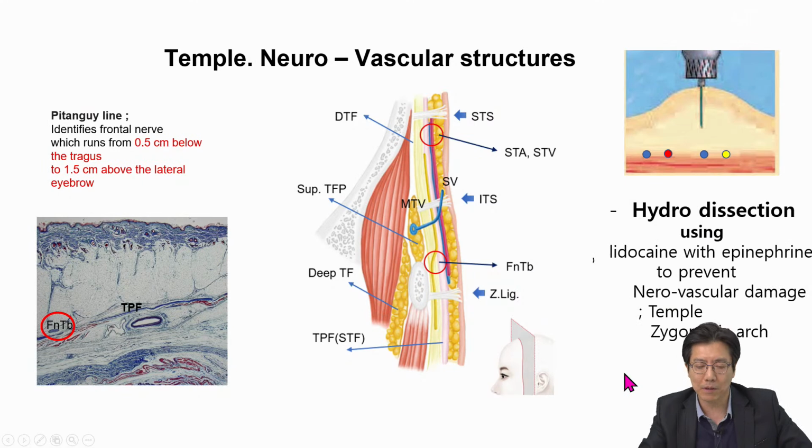So what are my tips and pearls? Hydrodissection. I inject lidocaine with epinephrine to prevent neurovascular damage in the temple area. I inject lidocaine with epinephrine to make some safe space between the skin and the neurovascular structures, and this space can be a safe space to put our threads for facial rejuvenation. So I always do hydrodissection when I put the thread in the temple areas.